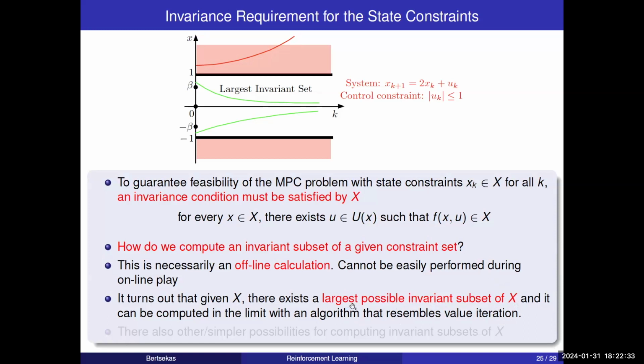You don't necessarily have to calculate the largest possible invariant subset. It's enough to calculate a subset which is invariant, and this is a possibility, and which is actually a more practical possibility. I see you have a question from online.